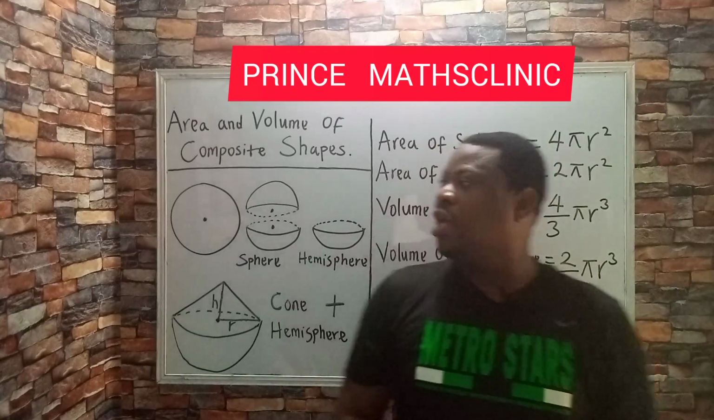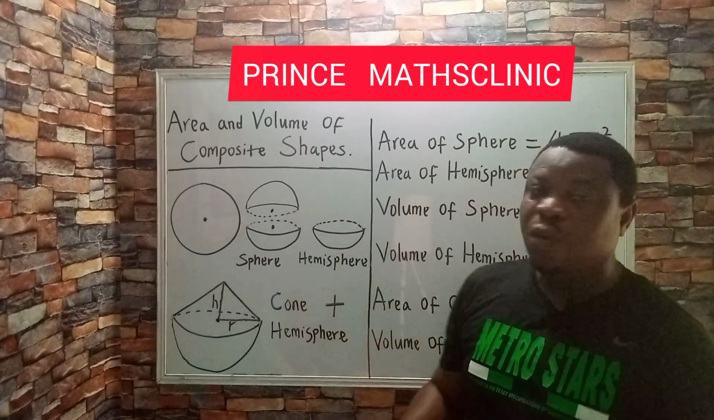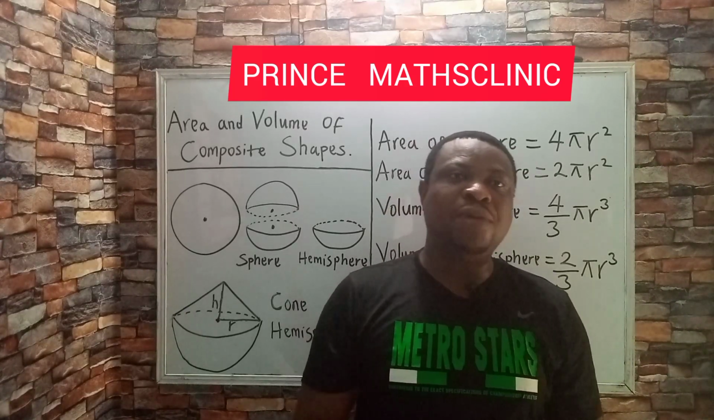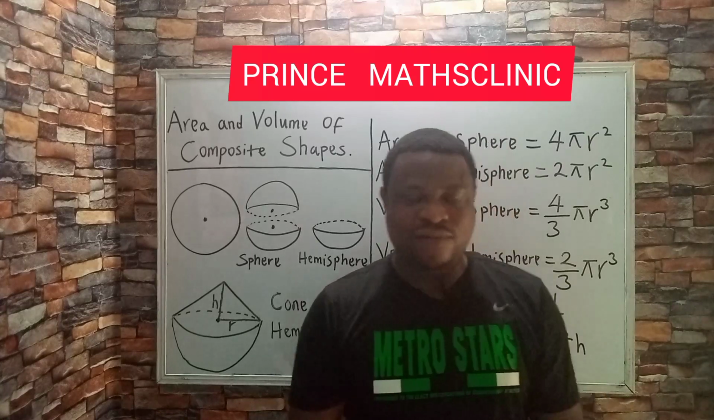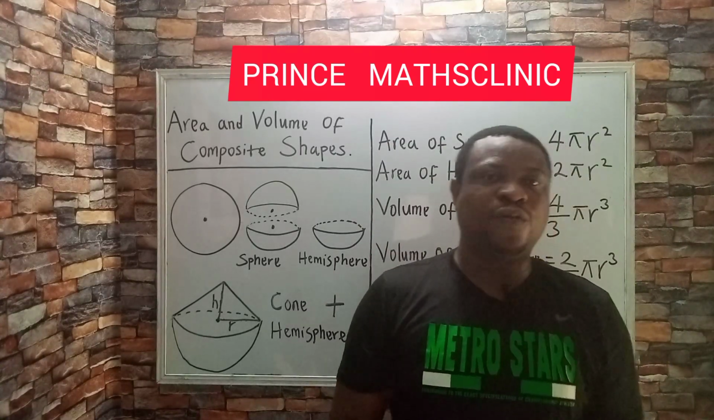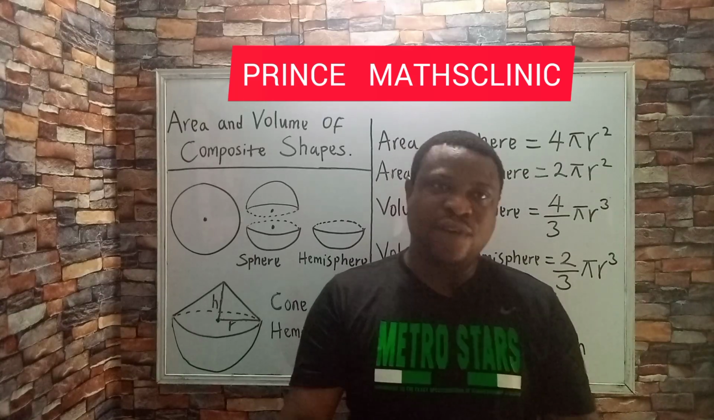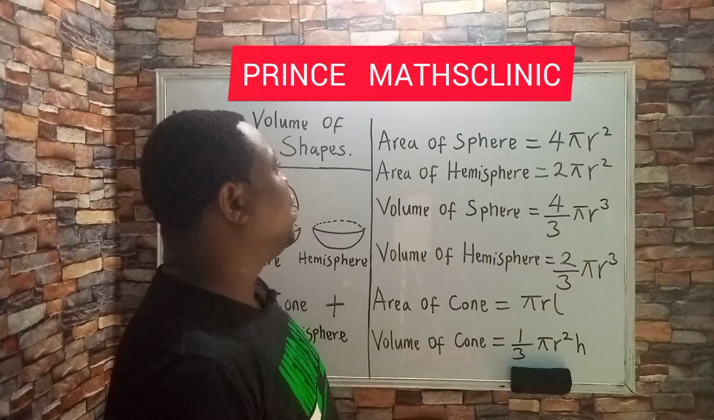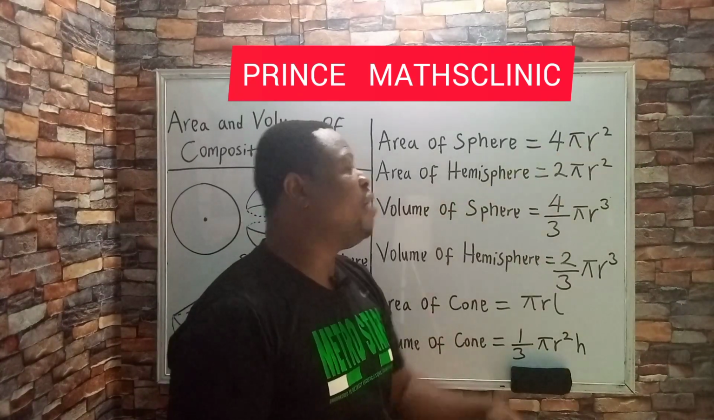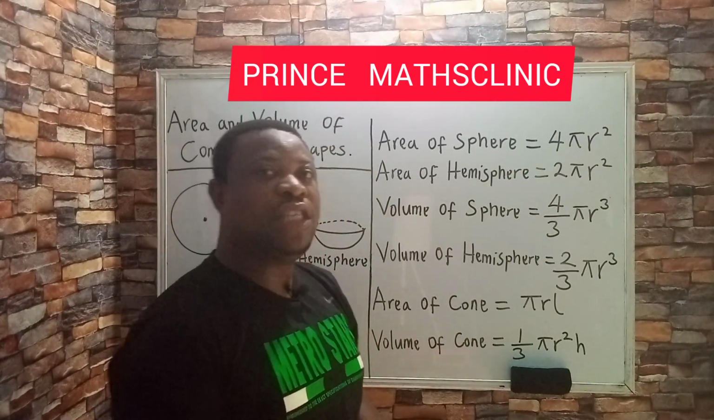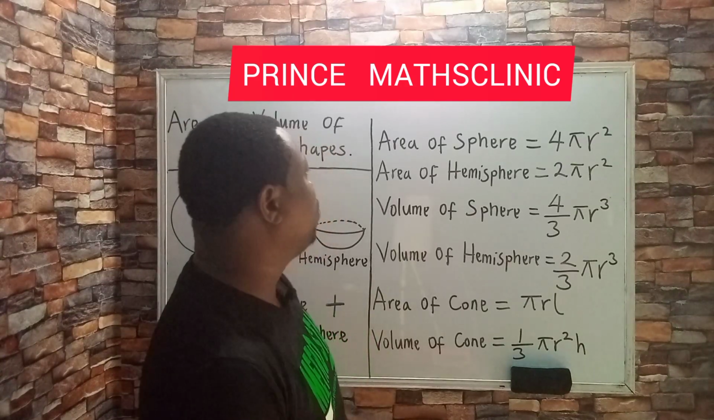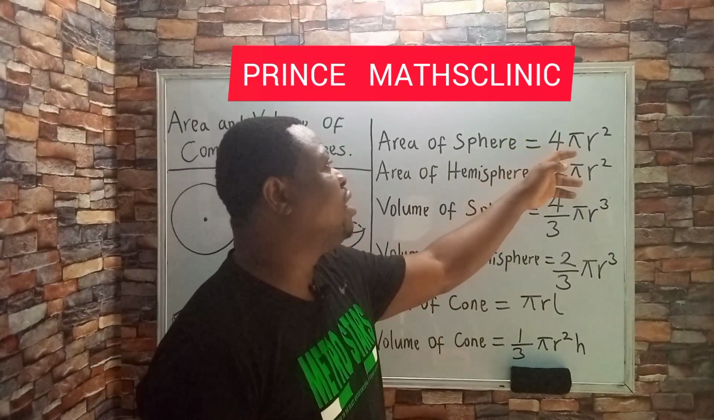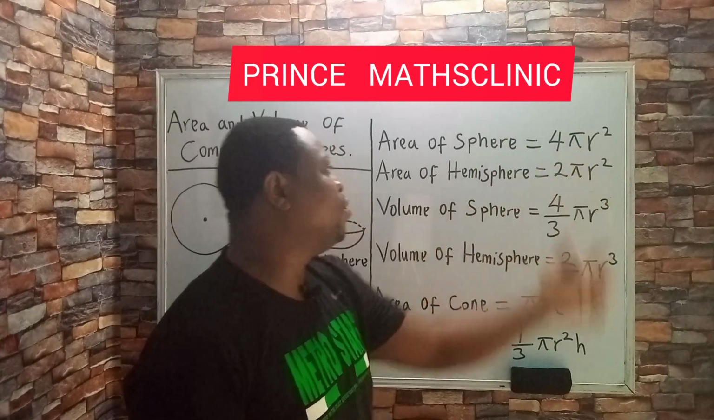On the other hand, a hemisphere, from the word hemi, simply means half. So a hemisphere is simply half of a sphere. So let's go right into the formulas involved in spheres and hemispheres. For the area of a sphere, the area is given by 4 pi r squared. Remember, I told you that the area of a sphere is 4 times the area of a circle. Then the area of a hemisphere, since the hemisphere is half of a sphere, just divide this by 2. So you get 2 pi r squared.